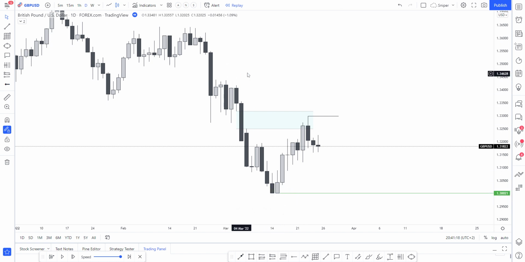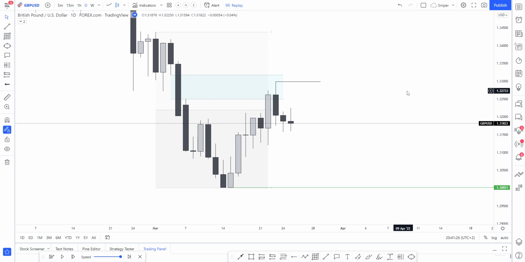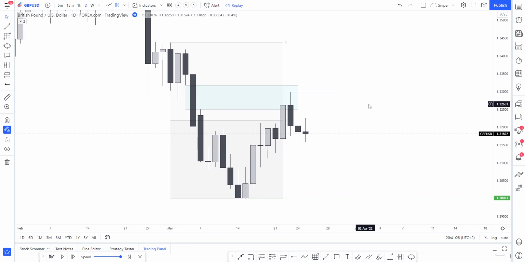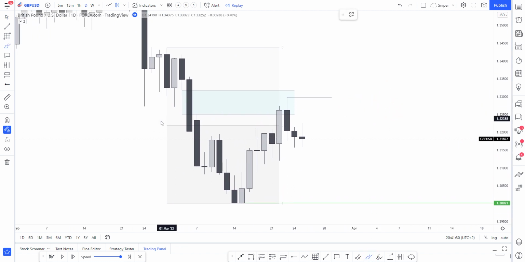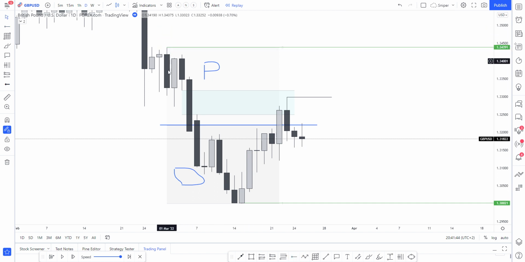So first of all, we can apply some tools like premium and discount. So we can take the high and we can take the low. And this is what we teach and how we trade: everything above the 50% is considered premium, and everything below the 50% is considered discount. Discount in relation to what, you might ask? Well, the simple answer is discount in relation to the price above.